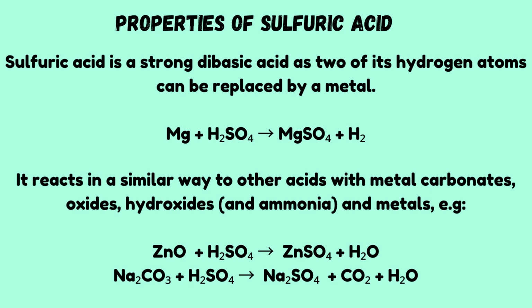What are the properties of sulfuric acid? It's a strong dibasic acid because it contains 2 hydrogen atoms which can be replaced by a metal. It reacts in a similar way to other acids with metal carbonates, metal oxides, metal hydroxides, ammonia, and metals. Examples are shown here. Zinc oxide plus sulfuric acid gives zinc sulfate plus water. Sodium carbonate plus sulfuric acid gives sodium sulfate plus carbon dioxide plus water.